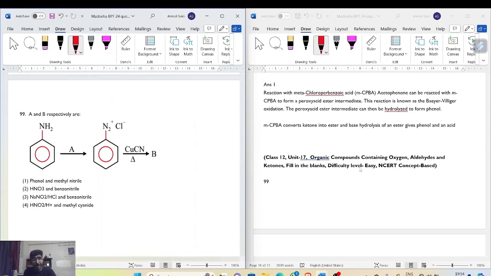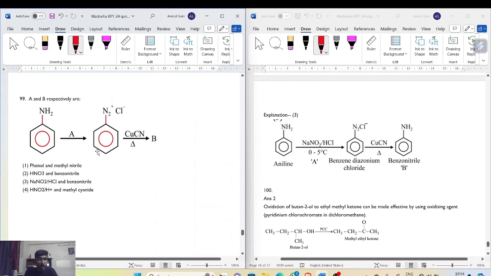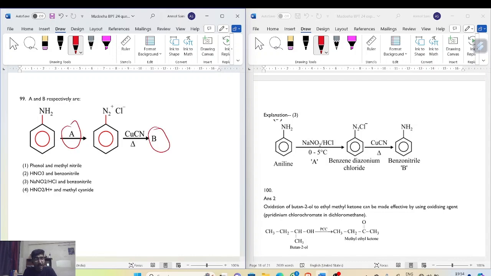Now question number 99. Here we are given aniline and we have to find out A and B. So aniline, and we are given A and B. From aniline we are directly converted to diazonium salt. We can convert aniline to diazonium salt by the reagent NaNO2 in the presence of HCl. This is the reagent which can convert aniline to diazonium salt. So A is NaNO2, comma HCl.